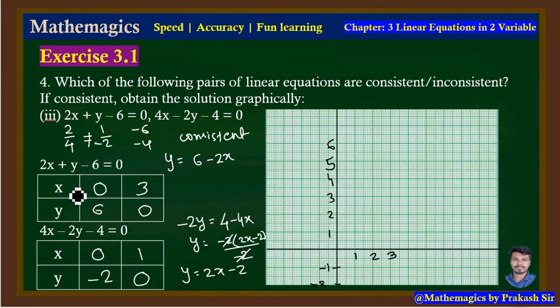So x equal to 0 comma 6. So x equal to 0 and y becomes 6. So this is the point which is falling on the y axis. Now the second one is 3 comma 0. So obviously 3 comma 0 will be placed on the x axis.